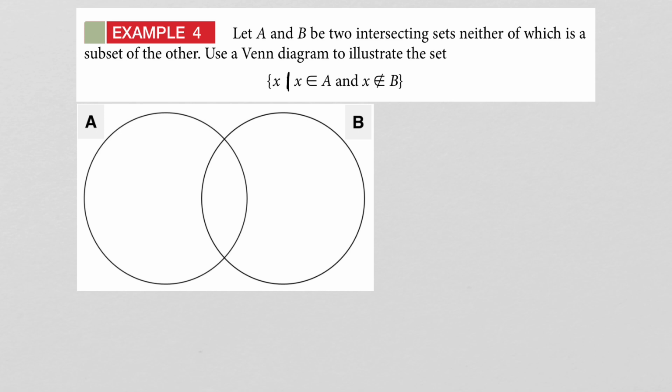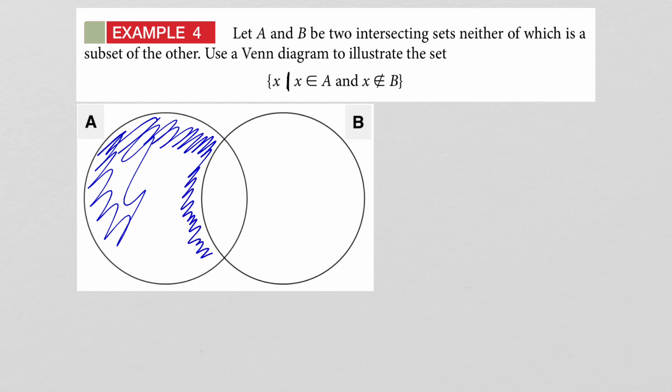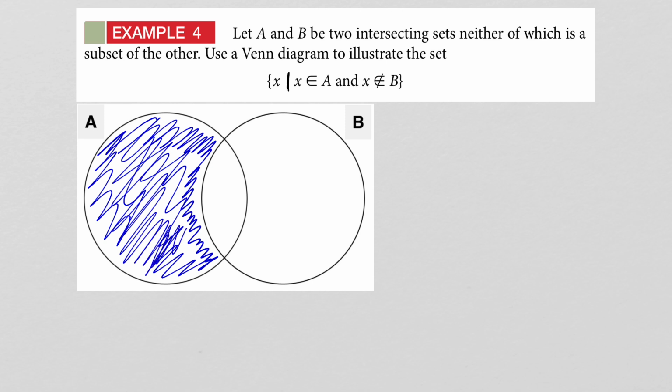So what would this set look like? Well, if it has to be in A, it means that it has to be within the circle representing set A. But it cannot be in B, and everything that's in here is inside of B. So if it has to be in A, it has to be in here, but it cannot be in B. So what we're going to do is shade up to set B, but we're not going to include the overlap between A and B. So this right here would be all the elements that are in A but not in B.